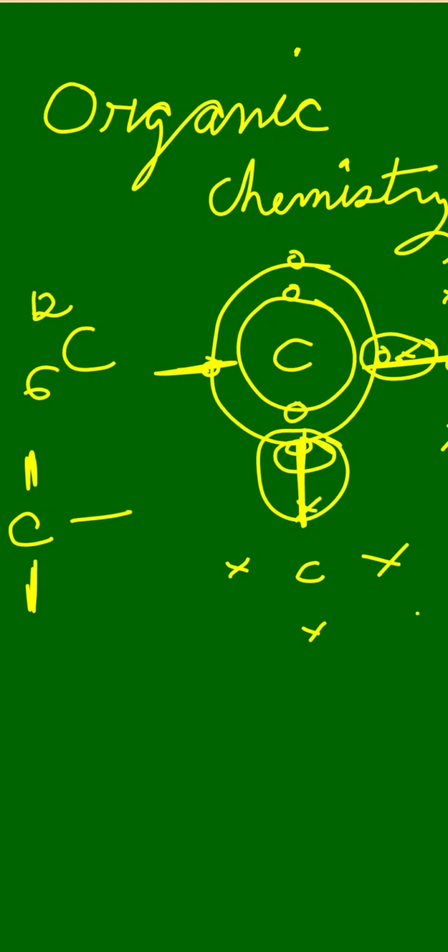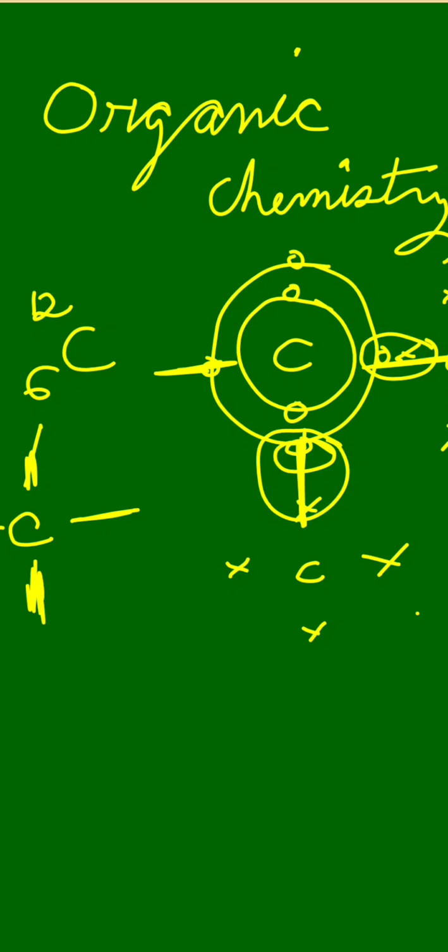Now, this is called tetravalency. This characteristic of the carbon atom, by virtue of which it forms 4 covalent bonds, is called tetravalency of carbon. So you can see 1, 2, 3, and 4 bonds.